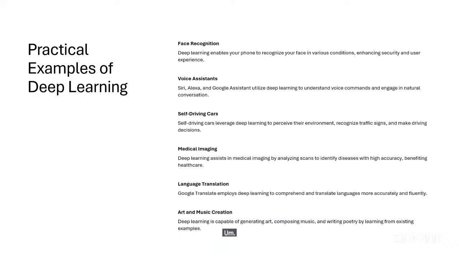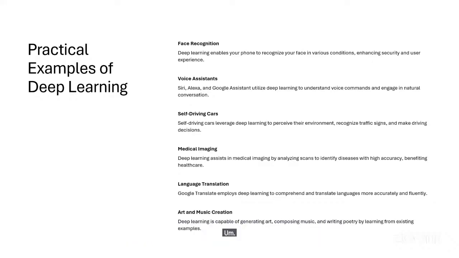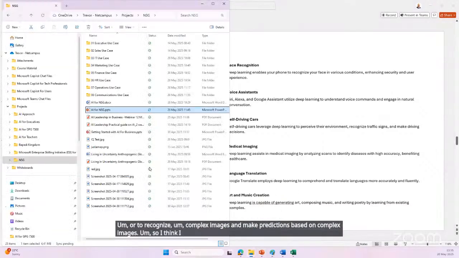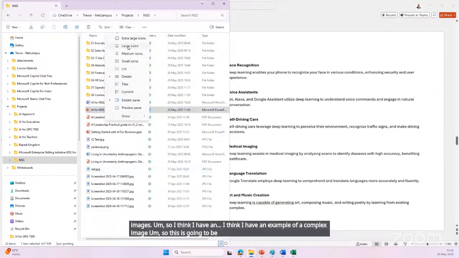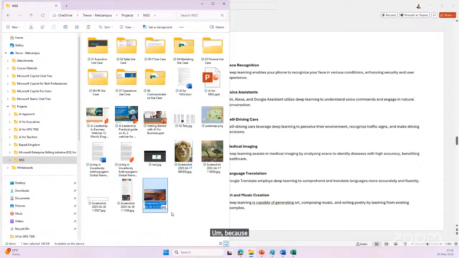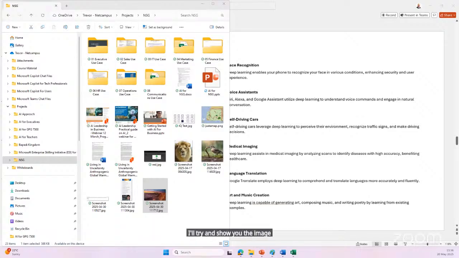So there are other formats of deep learning as well. The most common use of deep learning, I think, is to recognize video streams, or to recognize complex images and make predictions based on complex images. So I think I have an example of a complex image. It's going to be quite an interesting experiment, because there I have an image, right? Let me share the image with you quickly. I'll try and show you the image.